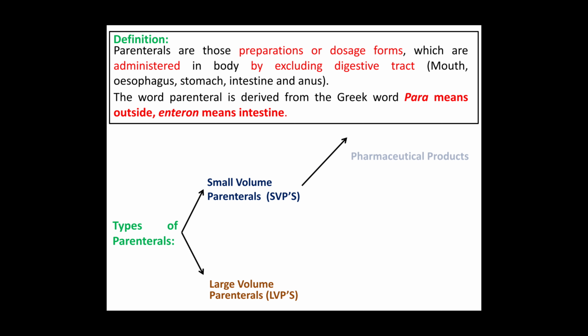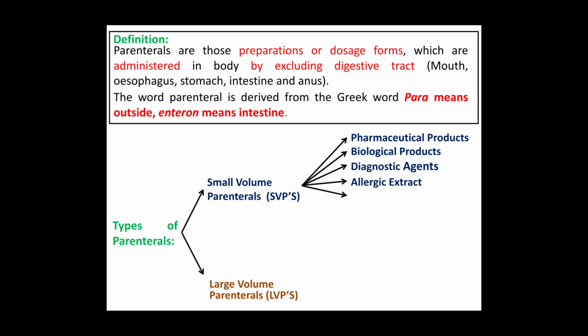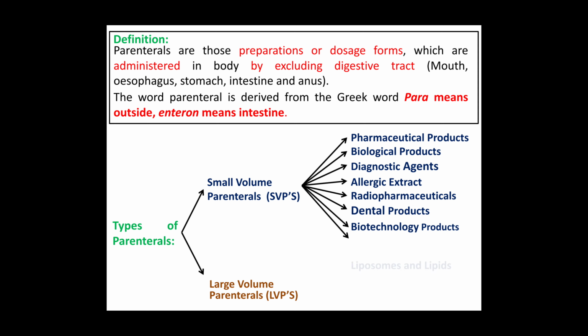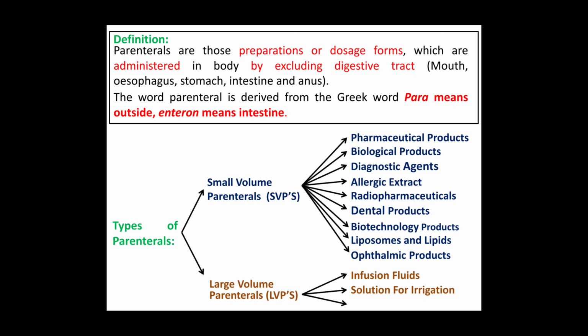The small volume parenterals are further classified as pharmaceutical products, biological products, diagnostic agents, allergic extract, radiopharmaceuticals, dental products, biotechnology products, liposomes and lipids, and ophthalmic products. And the large volume parenterals are further classified as infusion fluid, solution for irrigation, and peritoneal dialysis solution. Let's see one by one.